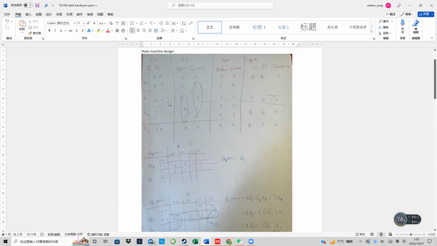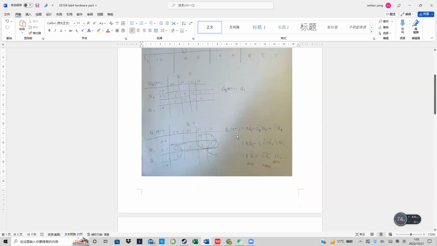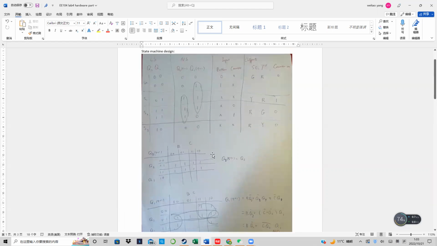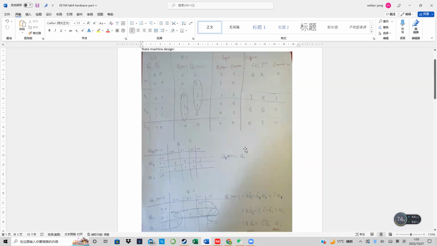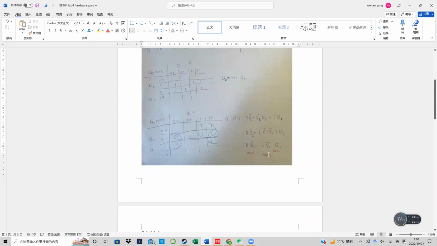It's exactly the same as what the professor listed in the lecture. And I created the K-map right here to find the relationship for Q2 and Q1 and the next states, the relationship between the next states and the input, or the relationship between the input button and the counter.